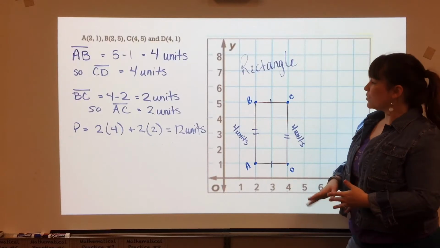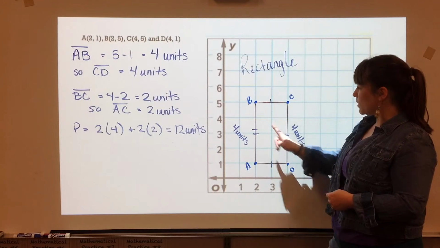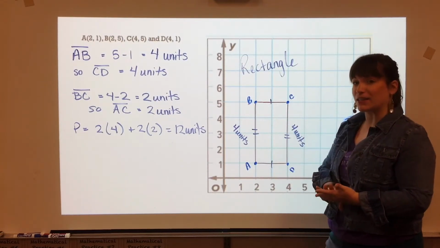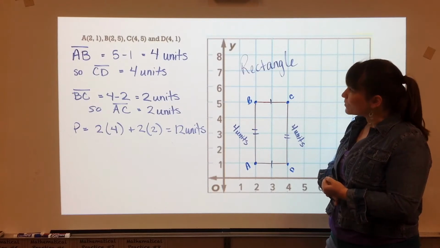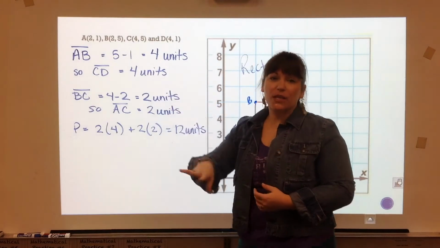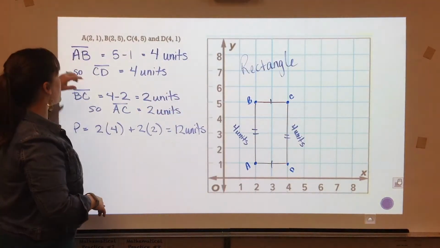So the second example, you should have graphed 2, 1, 4, 1, 2, 5, and 4, 5, and labeled them A, B, C, and D. It is a rectangle. And then over here, I found the length of each of the 4 line segments that make up the rectangle shape.